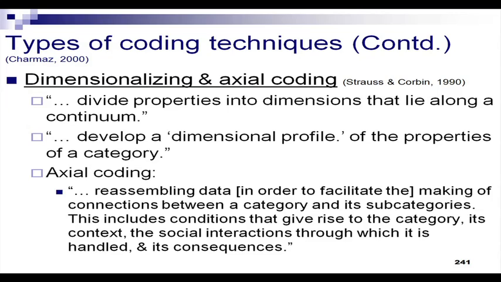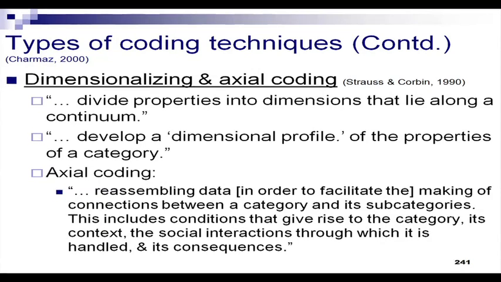So we reassemble the data. We take the data in its natural form, then we reassemble it and try to make connections between the category and its subcategories. So we try and see how these categories and subcategories connect, we try and establish those connections, and we try and explain those connections. This includes conditions that give rise to the category, its context. So we try and understand where these categories are coming from, what is giving rise to them, where they are situated, the context, the social interactions through which it is handled, and its consequences.